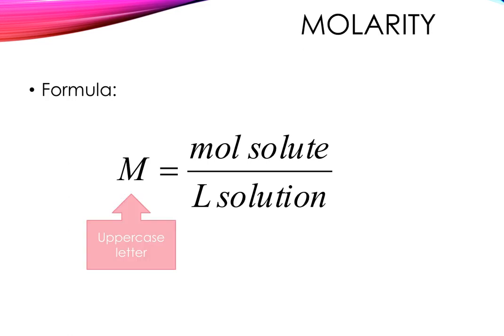Things to watch out for. Molarity is always written with a capital M. A lowercase letter would actually indicate a different concentration unit. That's not part of AP Chem right now. So that's kind of an important little detail.